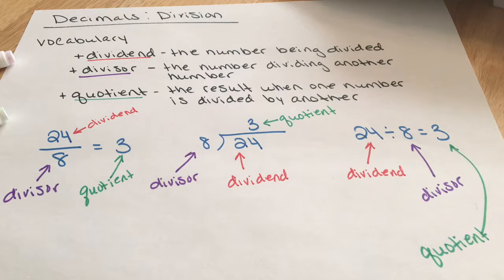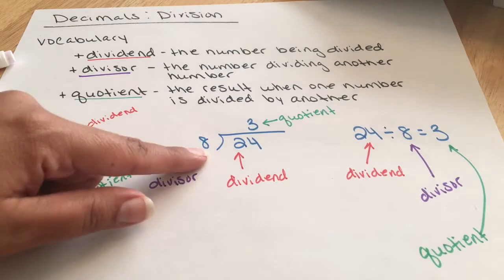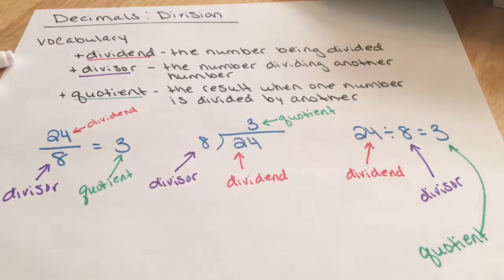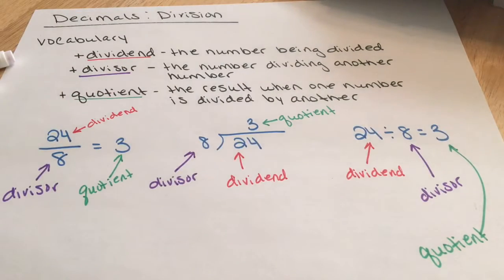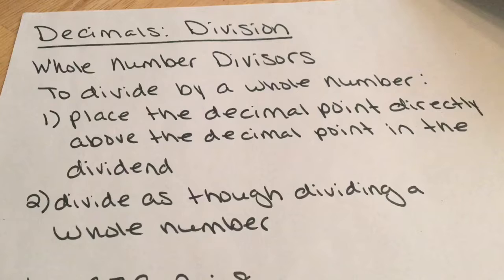So we've seen division three ways: as a fraction, with our division house, and with our division symbol. Notice where the dividend, divisor, and quotient is in each. Now that we've got our vocab down, let's actually look at how to divide.